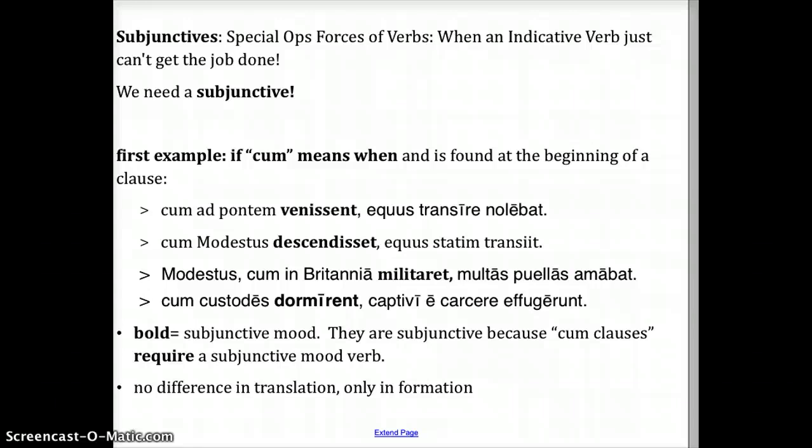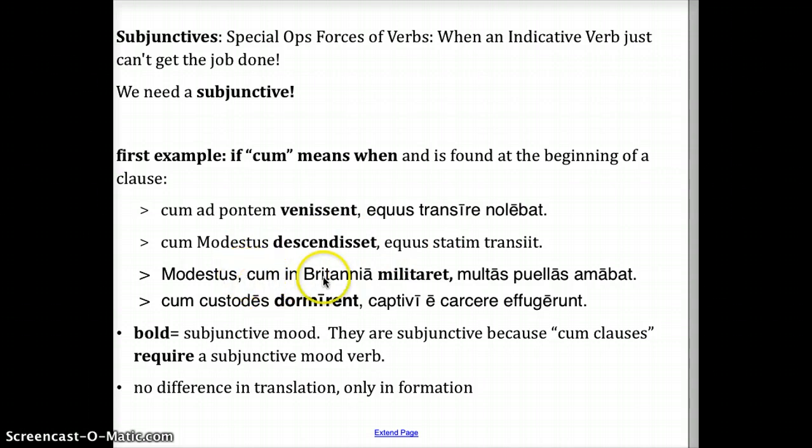The first example of when we need a subjunctive that we're going to talk about is when the word cum, which you've learned as meaning with, but occasionally it can mean when if it's next to a subjunctive verb. So if cum means when and is found at the beginning of a clause, for example, cum ad pontem venisset, equus transire nolebat. When they had arrived at the bridge, the horse did not want to cross. Cum modestus descendisset, equus statim transit. When Modestus had dismounted, the horse crossed at once.